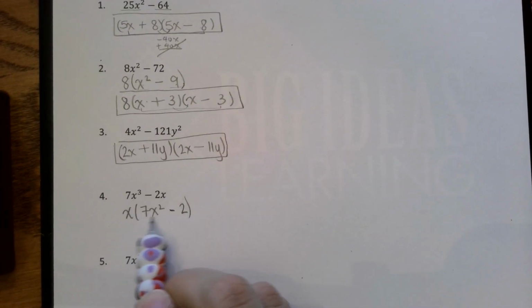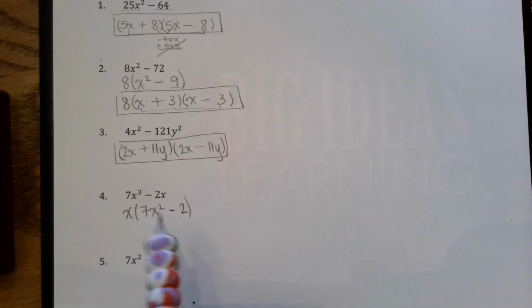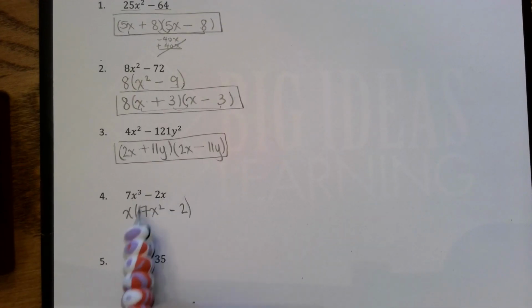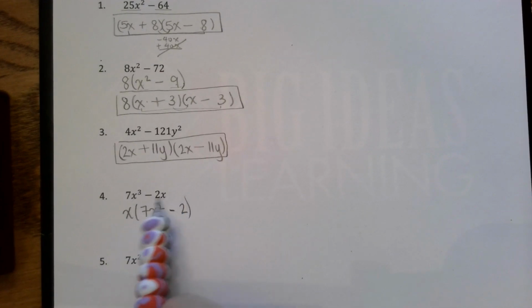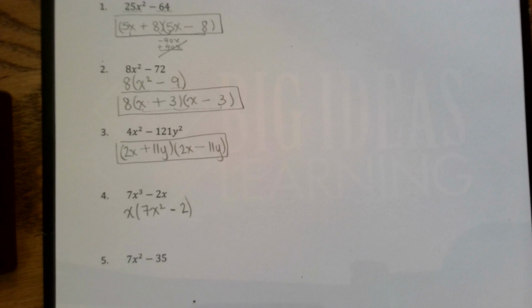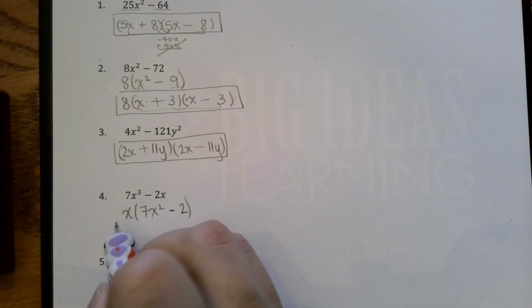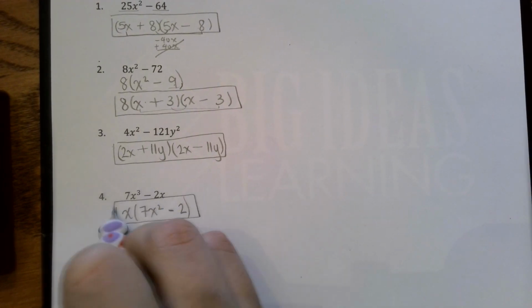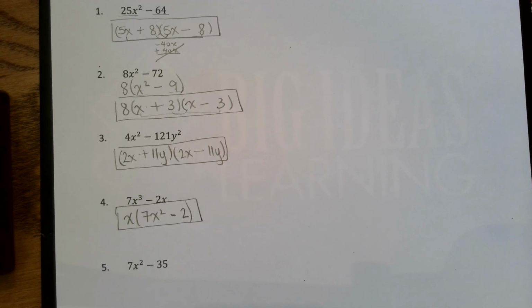This is not a perfect square, neither is this. I can't factor this leftover binomial, this expression in my parentheses, any further, so that's how I know I'm done. This is just a traditional factoring binomials where you would only factor out the GCF.